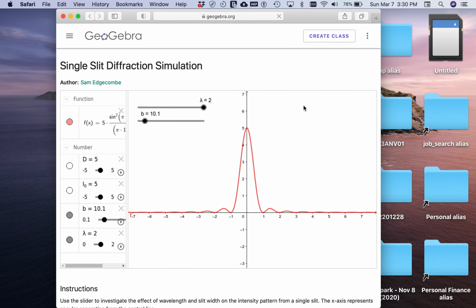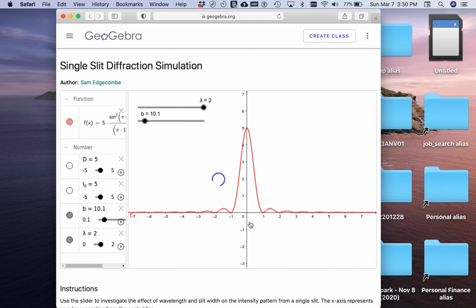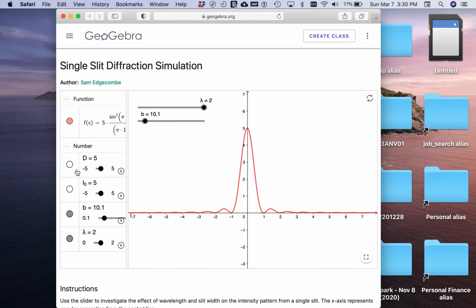So this is what we have here. There are parameters here that the student can change. This D is the same as the L in our equation, okay? So this is something you may have to explain to a student. I naught is intensity. They should not do anything here. B is given here, 10.1. Lambda is 2. So they can just leave these values as they are.